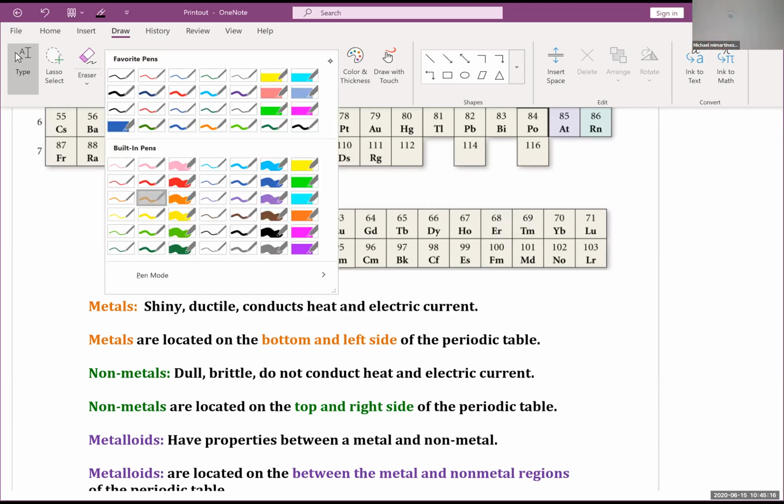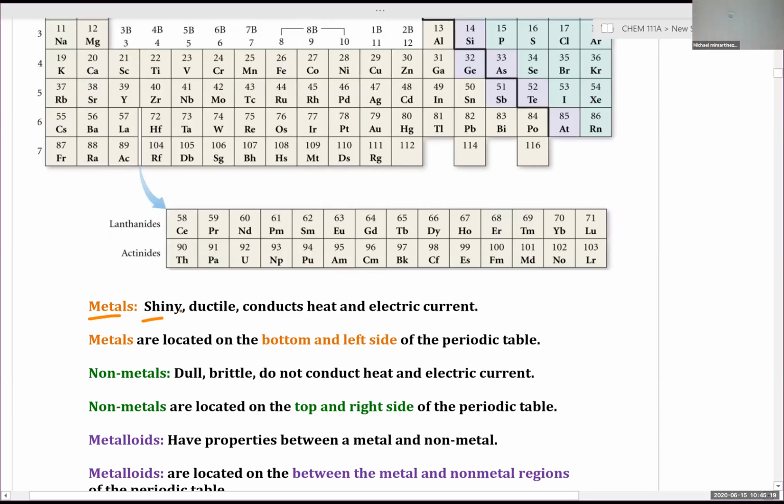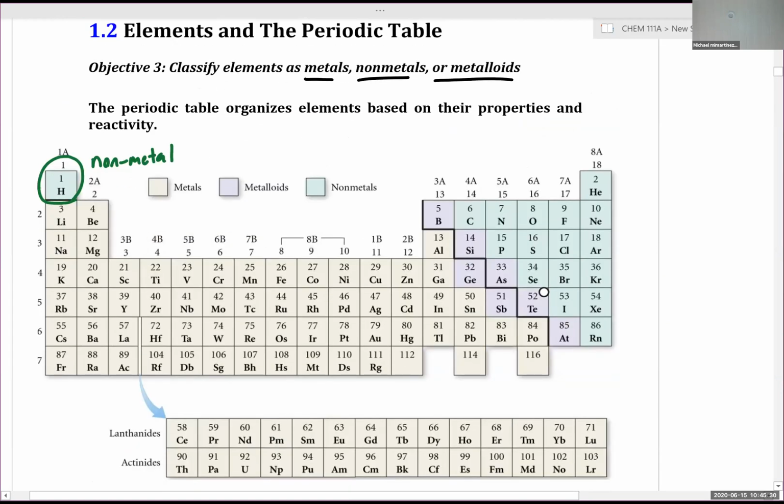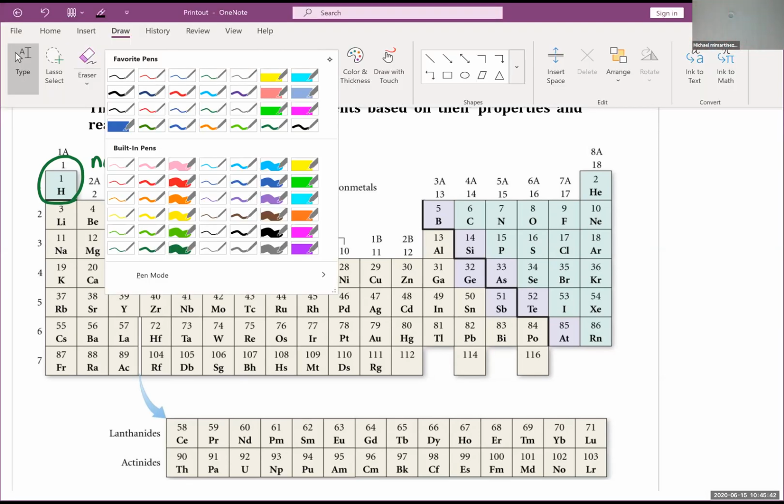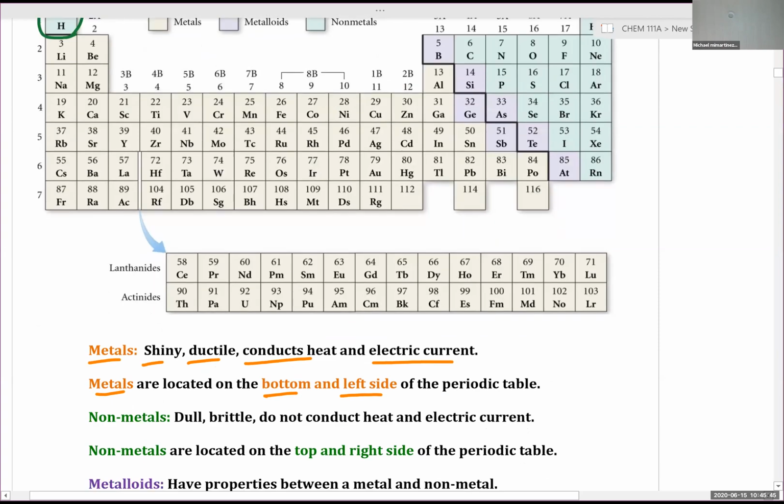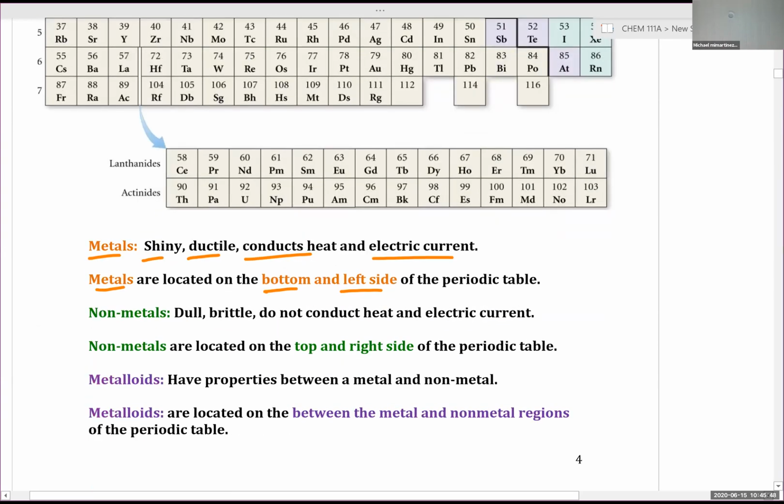So what are metals? In terms of properties, they're shiny, they're ductile, and they conduct heat and electric current. Metals are primarily located in the bottom and the left side of the periodic table. And as we can see very clearly, metals make up almost the majority of the element symbols on the periodic table. However, as we're primarily organic beings, made of the building blocks and elements responsible for a large amount of biological systems and functions, the nonmetals are king of that domain.